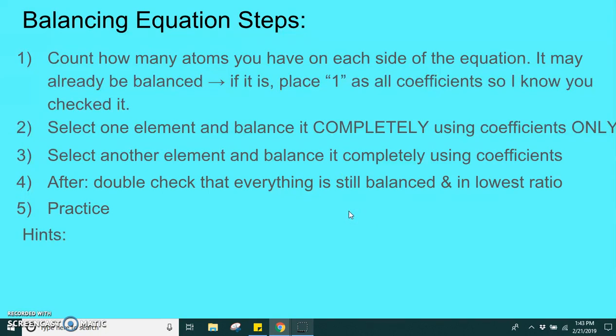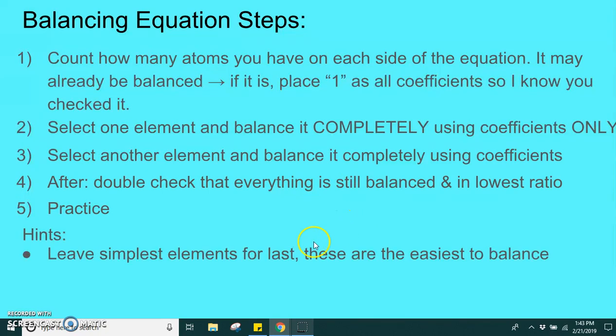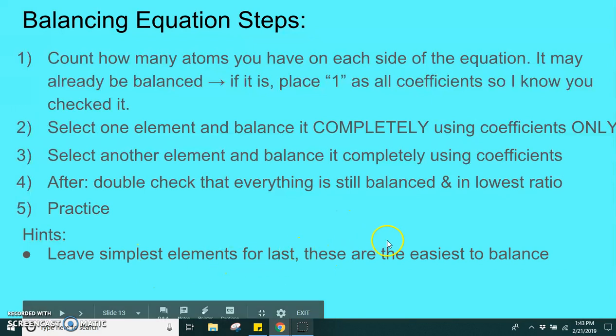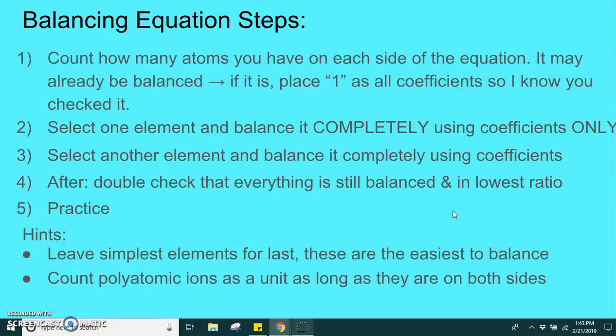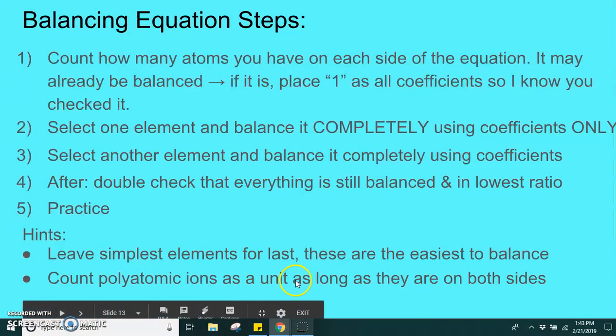Now there are a few hints that are going to make your life a little bit easier. Leave the simplest elements for last. So like if you have oxygen by itself or hydrogen by itself, leave those as your last elements to balance. It will make your life a lot easier. Count polyatomic ions as a group or as a unit as long as they're on both sides. So if you have NO3 on one side and NO3 on the other side, don't break that apart. Just keep them together.